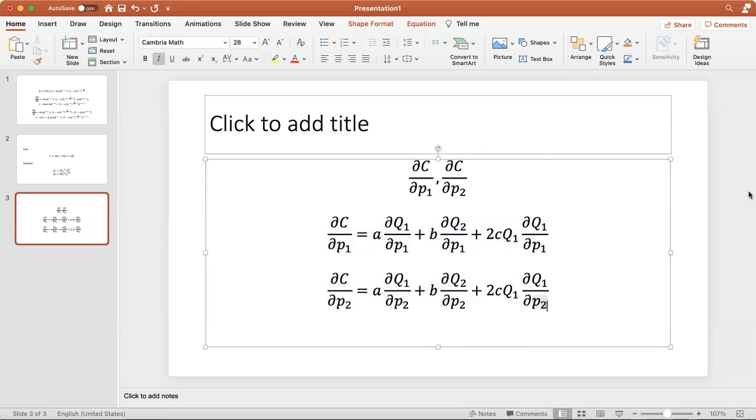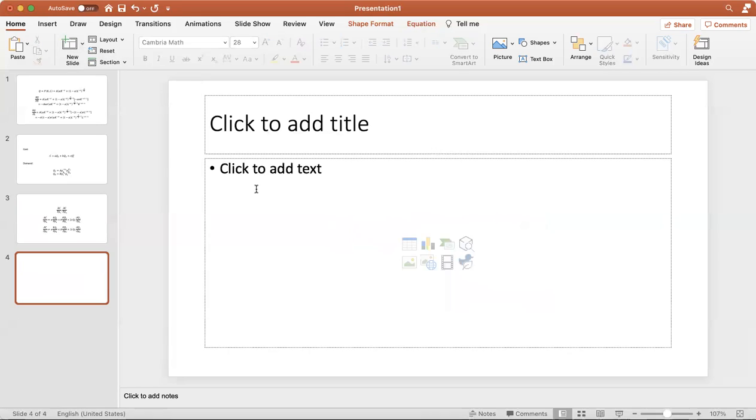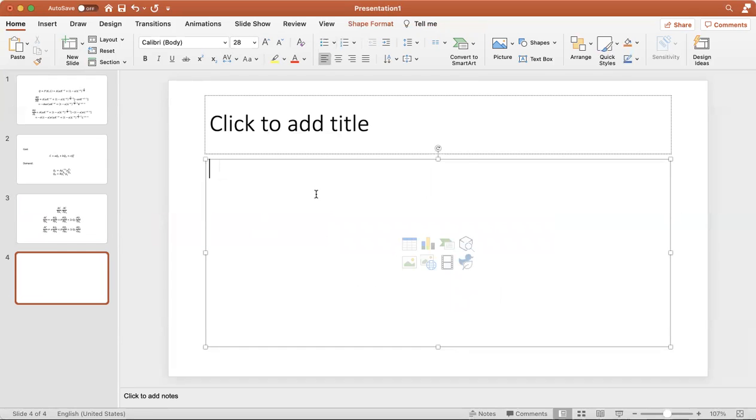Now, once you have this formula, you just have to find, rather, four functions: partial of Q1 with respect to P1, partial of Q2 with respect to P1, Q1 on P2, and Q2 on P2. And then we'll plug this back into the function. Set this aside, and let's look for those partial derivatives.